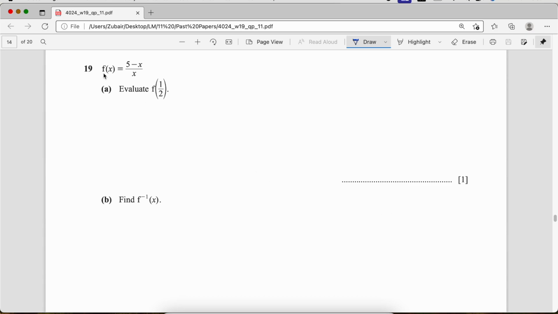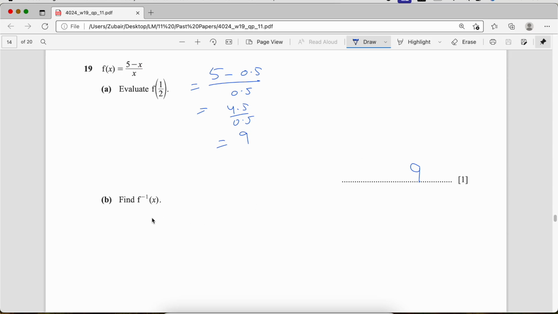Functions. f of x is equal to 5 minus x over x. Evaluate this. So a simple substitution. 5 minus 0.5 over 0.5. 5 minus 0.5 is 4.5. Divided by 0.5, that doubles it, makes it 9.